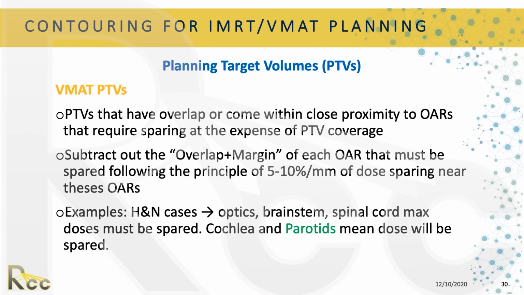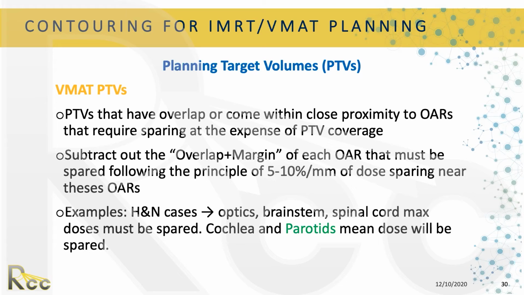So most of the time you're going to be creating this VMAT PTV, which we subtract out the overlap margin of each OR that must be spared, following the principle of 5 to 10 percent per millimeter of those sparing near the OR. I'll show you an example and a picture in a little bit. So you're basically going to be creating a PTV that you're going to be using for optimization, which is going to exclude with the margin the OR that is overlapping.